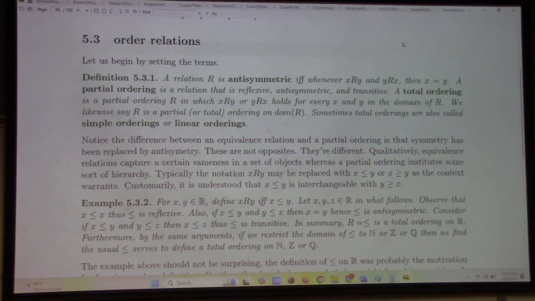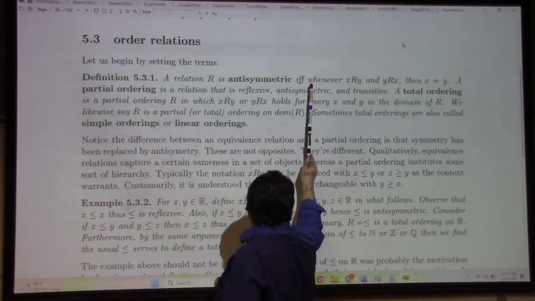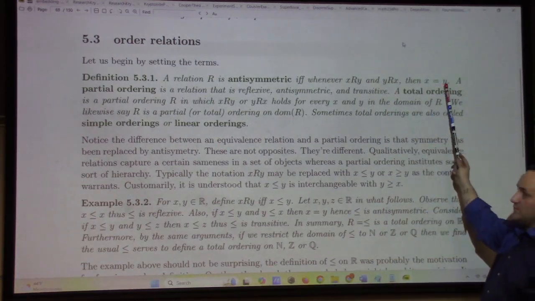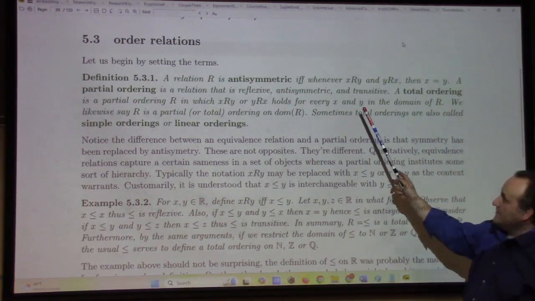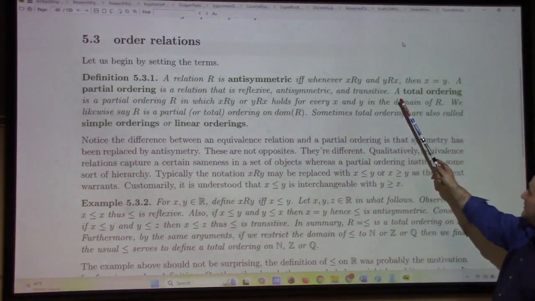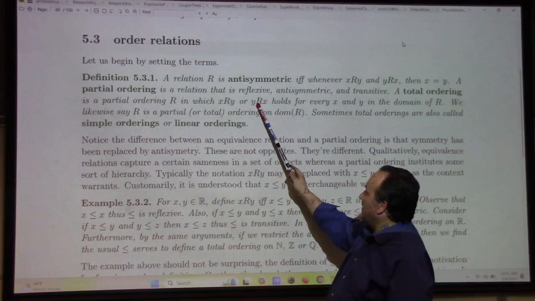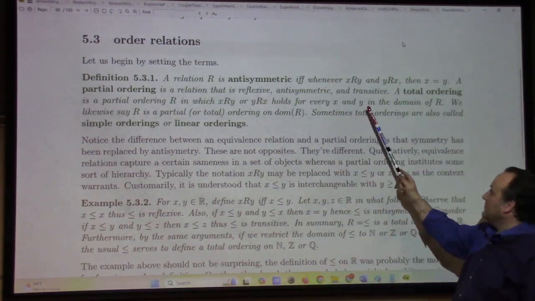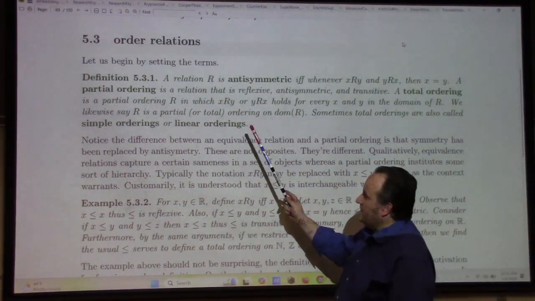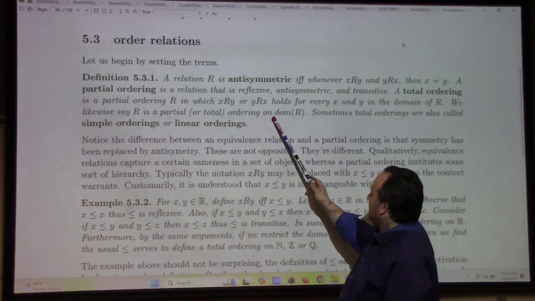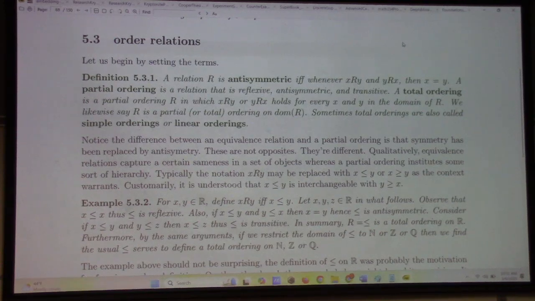So a relation is antisymmetric if and only if whenever x is related to y and y is related to x, then x is equal to y. This is quote-unquote antisymmetric. A partial ordering is a relation which is reflexive, antisymmetric, and transitive. A total ordering is a partial ordering in which x is related to y or y is related to x holds for every x and y in the domain of R. We likewise say that R is a partial or total ordering on the domain of R. Sometimes total orderings are also called simple orderings or linear orderings.